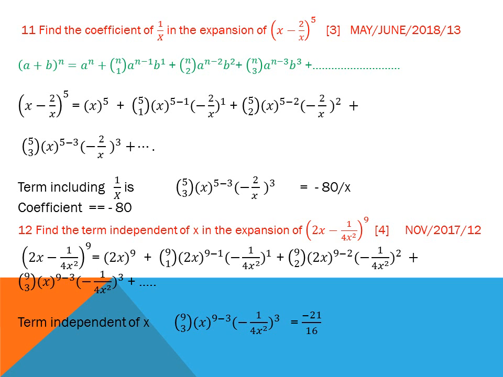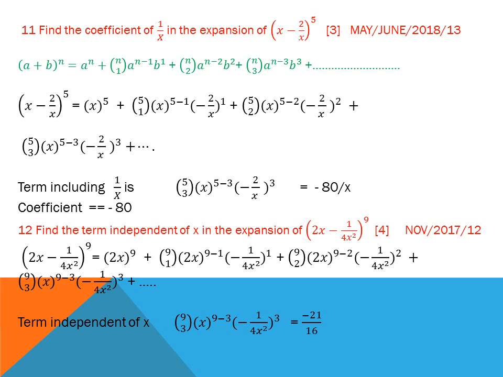So only the fourth term has to be expanded. 5c3 x^(5-3) (-2/x)^3 is equal to minus 80 over x. Use calculator to find 5c3, which will become 10. Then (-2)^3 will become minus 8. When 10 is multiplied with 8, it will become minus 80 here. Then x^2 is cancelled out with 1 over x^3, only the 1 over x term is left. So the coefficient of 1 over x is minus 80.